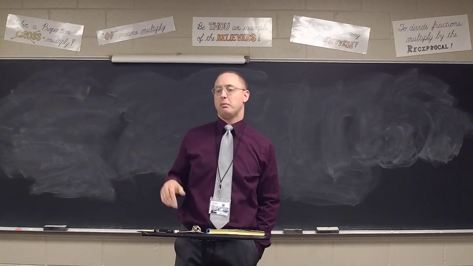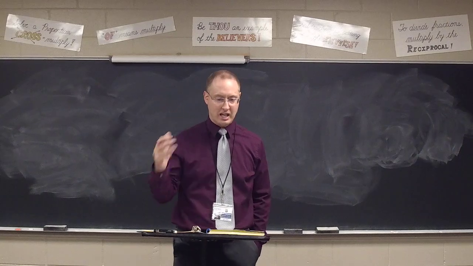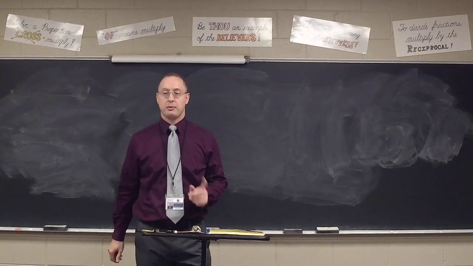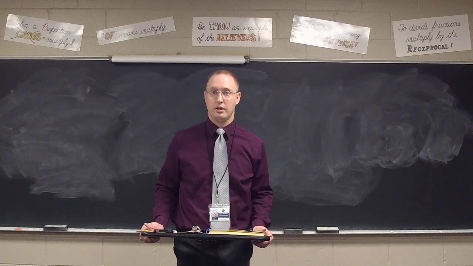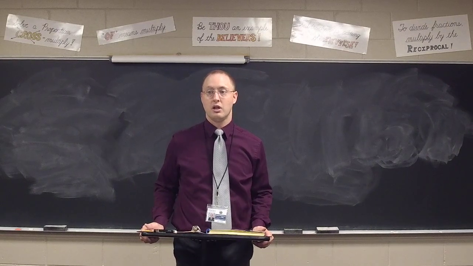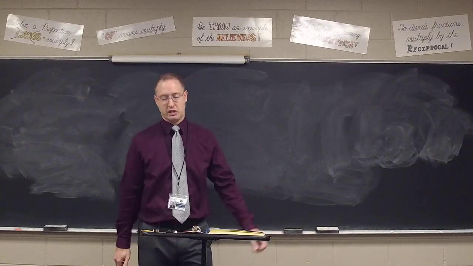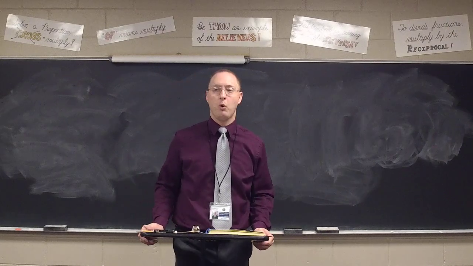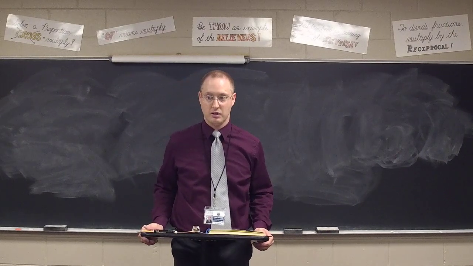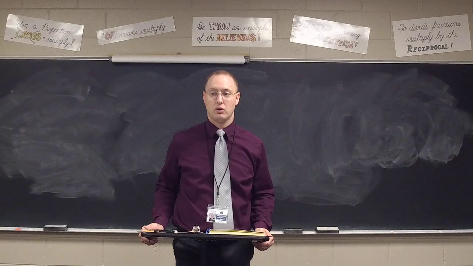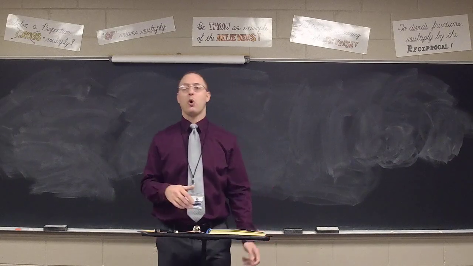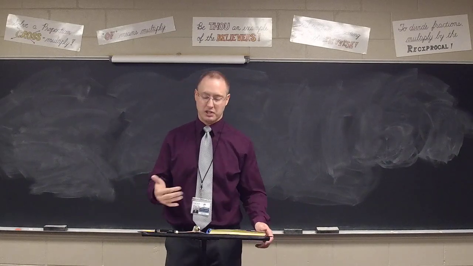Class, a number is divisible by 2 if the number is even. A number is divisible by 3, Bryson, if the sum of the digits is divisible by 3. Good. A number is divisible by 4, Sam, if the last two digits are divisible by 4 or they're both zeros. Good, if it's double zero or if the last 2 digits are a number that's divisible by 4.